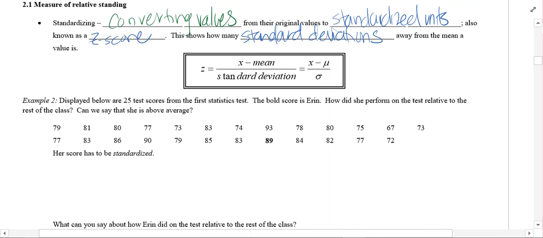So this is the chapter where we're going to start to talk about interpreting standard deviation. Last chapter we were more concerned with just being able to physically calculate it. This is now where we dive into what it means and how we use it. So a z-score is you take a value minus the mean and divide by the standard deviation.